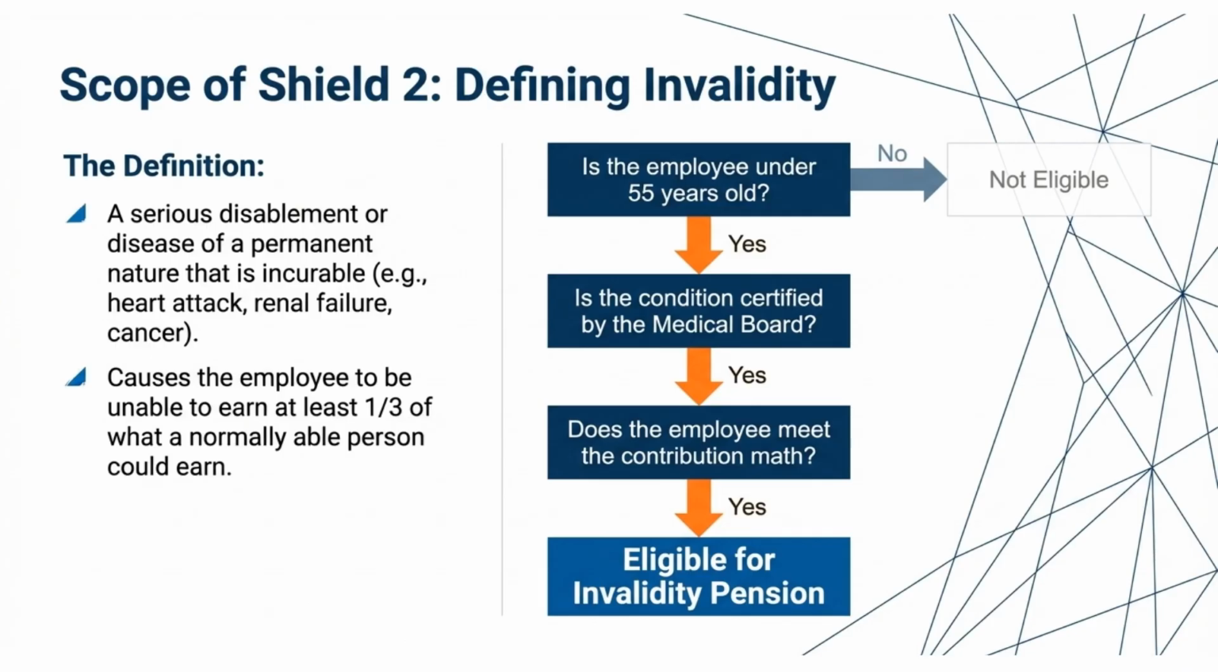However, merely having the condition is not enough. The employee must pass through a 4-step eligibility gateway. 1. The employee must not have completed age 55 at the time the notice of invalidity is received by SOCSO, though proof that invalidity occurred before age 55 and that employment had ceased at that time can be accepted. 2. The condition must be certified by a medical board or appellate medical board, or BOR. 3. The employee must meet the contribution qualifying conditions, and then 4. The employee is eligible for invalidity pension.